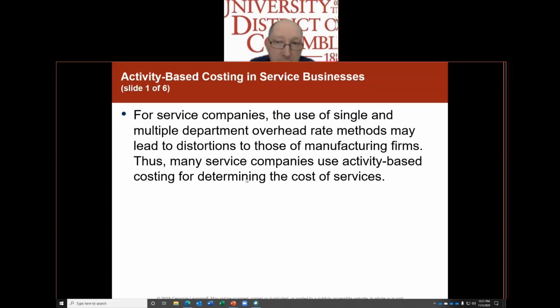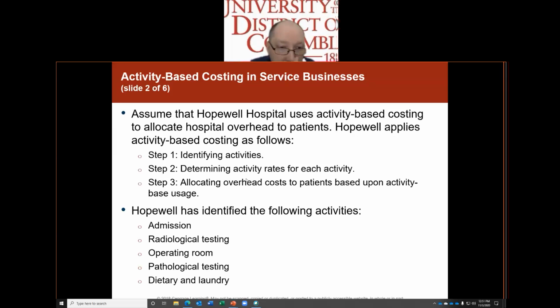What about a service business? So let's look at it from a service business. We have a hospital in this example. There are 3 steps to take when you allocate activity-based costing to a service business. First is identify the activities. Second is determine the activity rate for each activity. And third is to allocate overhead costs based on each activity. In this case, our product is our patient, right?